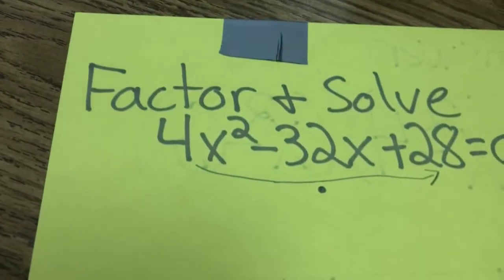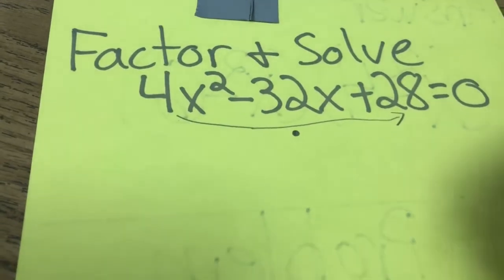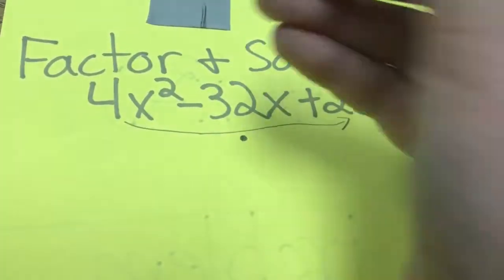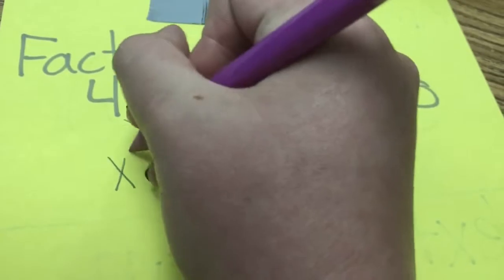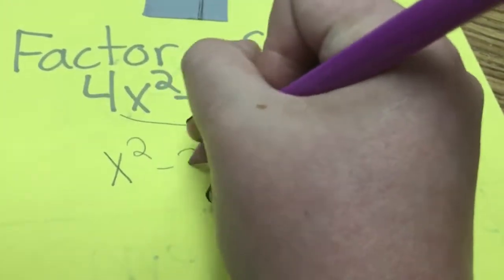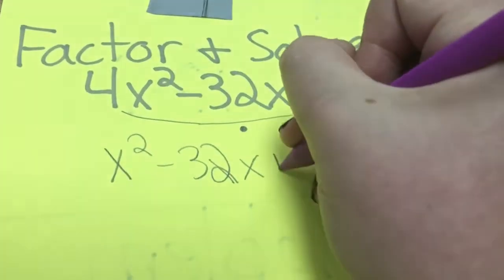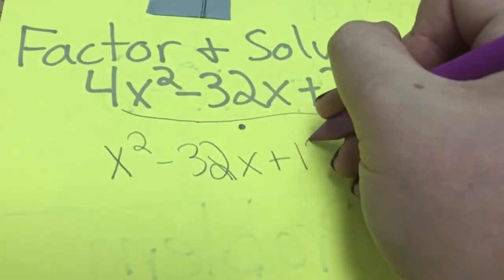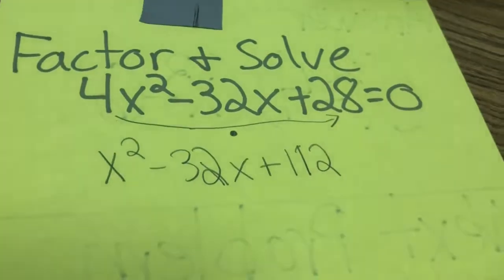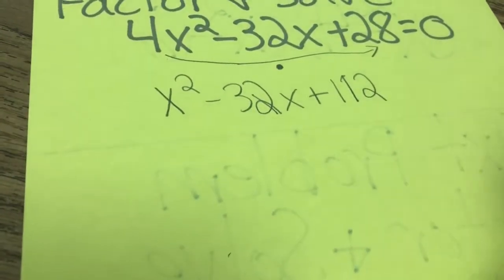So then I end up, sorry, I thought that there was a 4 in the x one, my bad. So I end up with x squared minus 32x plus 112. So then I'm going to use my big X method. My C is 112. My B is negative 32.